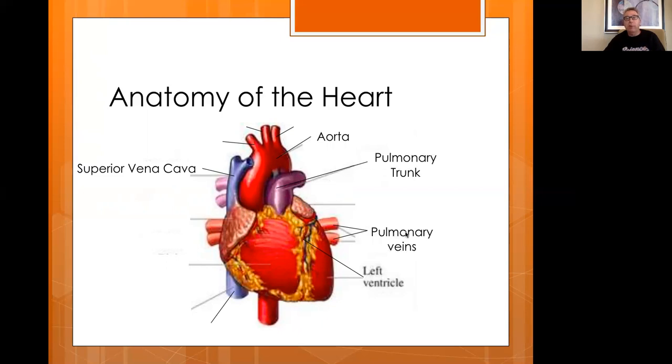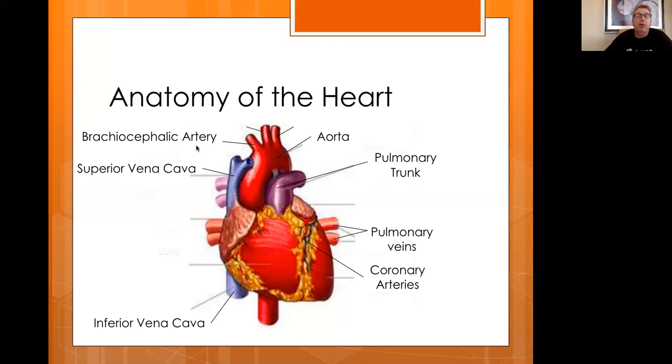We have pulmonary veins. These come in from the lungs, right? And then we have the coronary arteries. These supply blood to the muscle itself of the heart. Then, like I mentioned before, the inferior vena cava. This is coming from the lower part of your body, carrying deoxygenated blood. This one is from your brain.